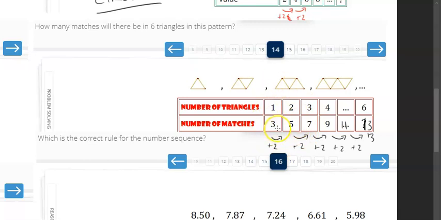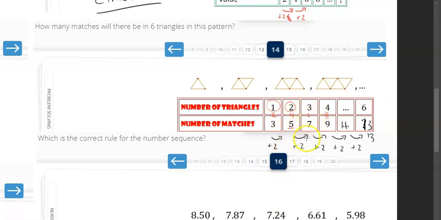But what you will notice is that when we double the amount, so double 1, we get 2, double 2 we get 4, double 3 we get 6, double 4 we get 8. We're always shy of just one number. So to compensate for that, we could just double the number of triangles and then add 1. So if we double 2, that's 4, and then add another 1, and that way we get 5.